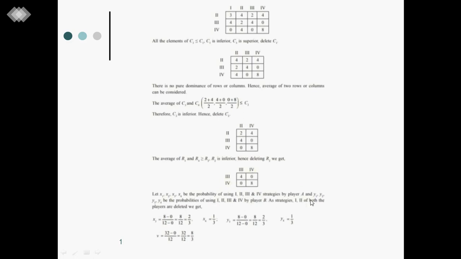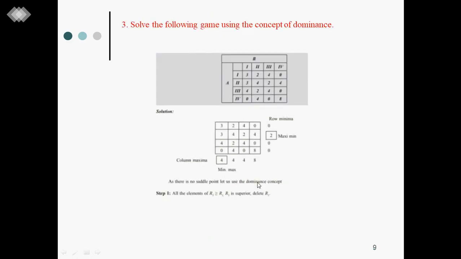This is the declaration of probabilities for A and B player, and let V be the value of game. You will not get x1 and x2, they are deleted, they are zeros. x3 will get some value, that is 2 by 3. Then x4 is 1 by 3, because the sum of the probabilities is 1. In the same way, y3 and y4 are 2 by 3 and 1 by 3. Value of game is 8 by 3, you will get it. You can check the value of game lies between maximin and minimax, which was discussed, 2 and 4. 8 by 3 lies between 2 and 4. Okay, so this is very simple.